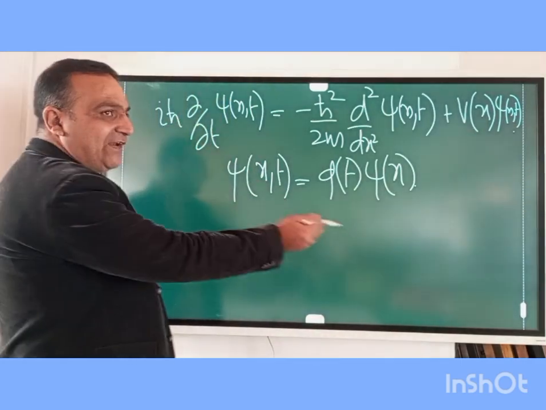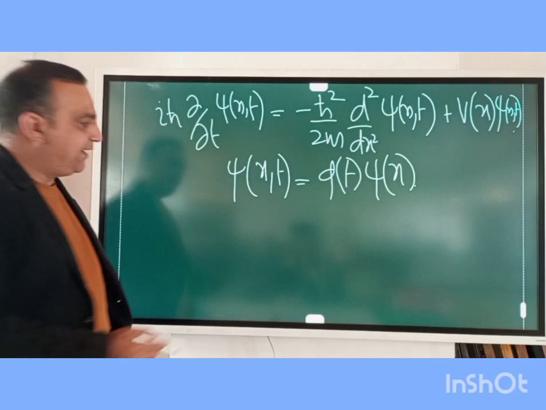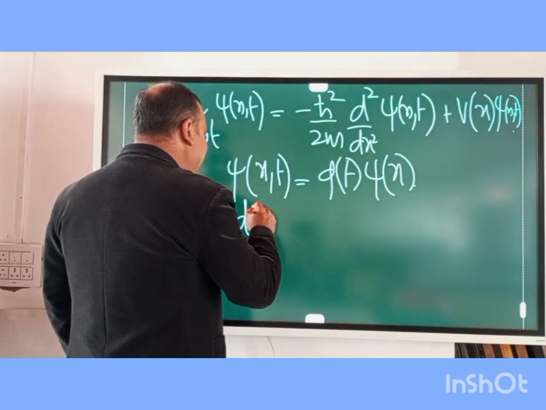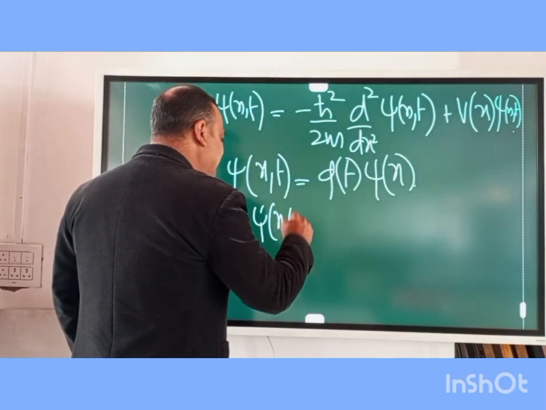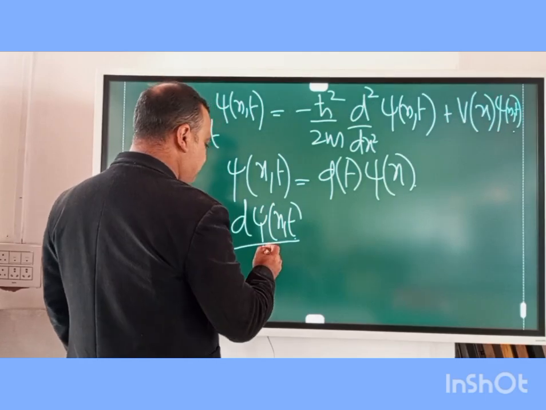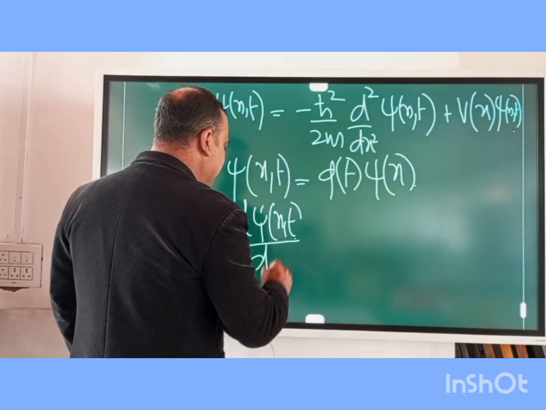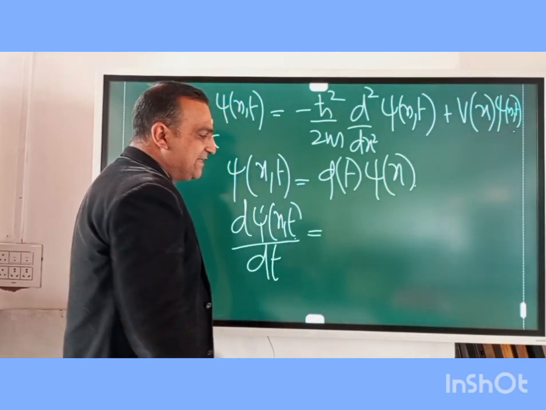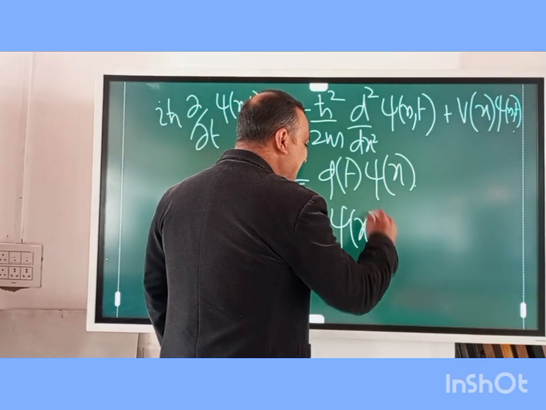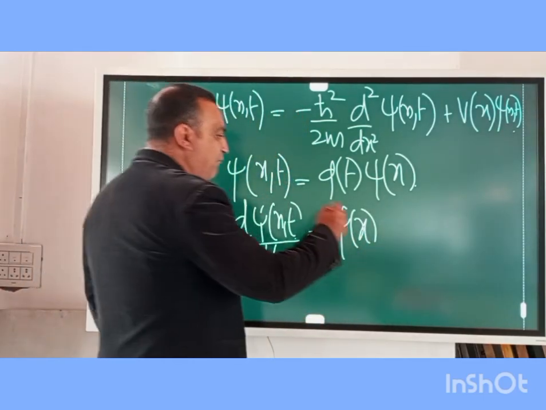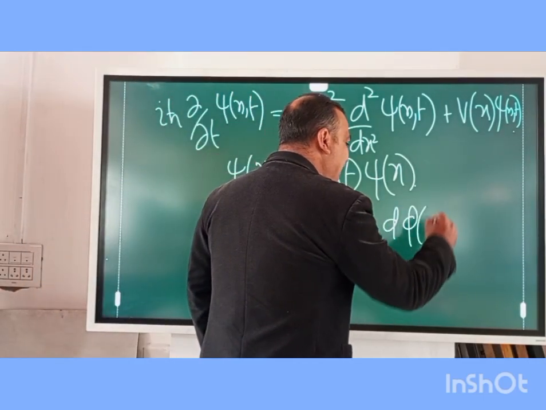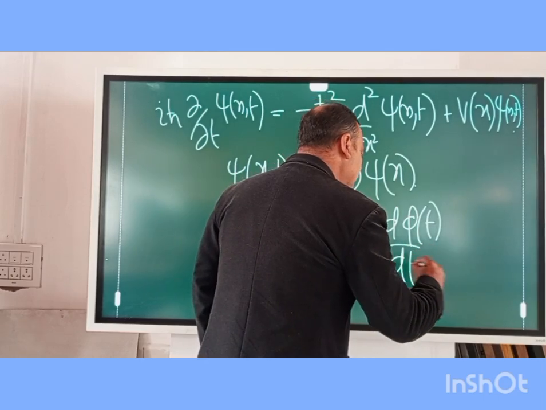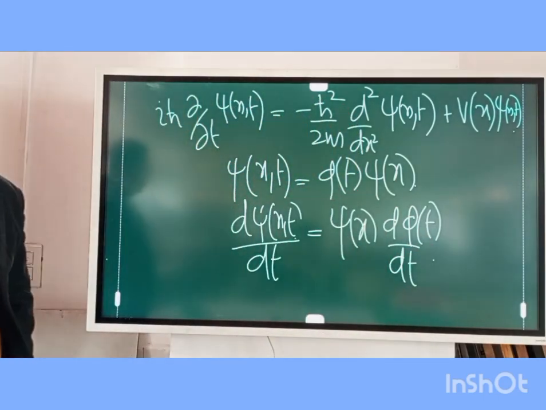Now I will take its derivative. I can take it, right? So what will be d psi of x and t with respect to time, dt? It will be psi of x acting as a constant, and for phi of t you will have d phi of t by dt.